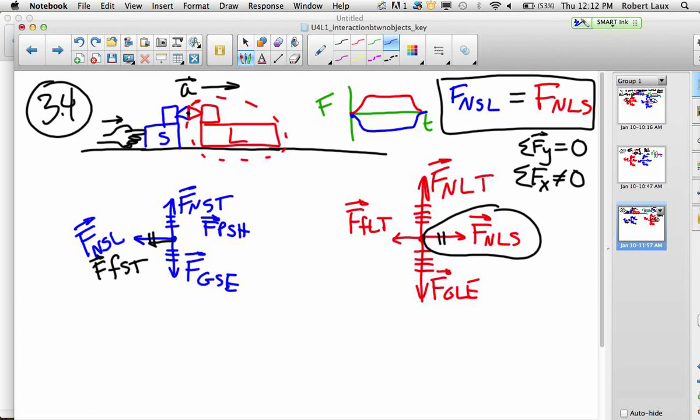How many people have an idea in their head what the answer is? Hands down. Who would like to share something that we should consider? Grace, tell me one thing. Well, it's accelerating to the right. Yes, ma'am, it is accelerating to the right. That's an important thing to consider. Excellent. Somebody else. What do we need to consider? How big should this force of push on the small car by the hand be? Grace? Bigger than the normal force with the force of friction.